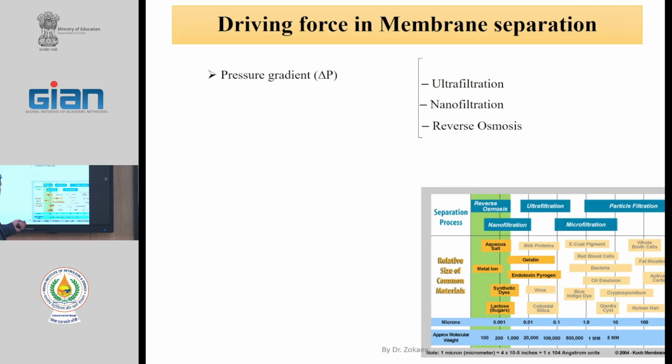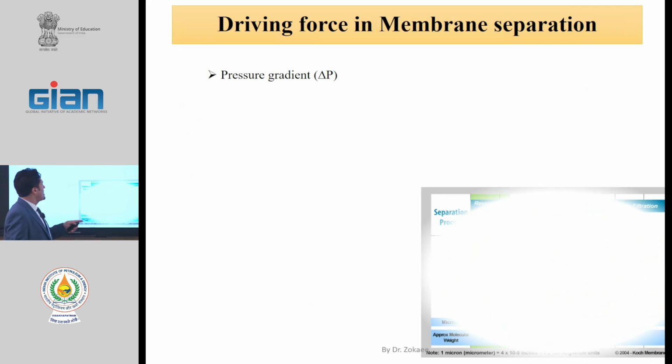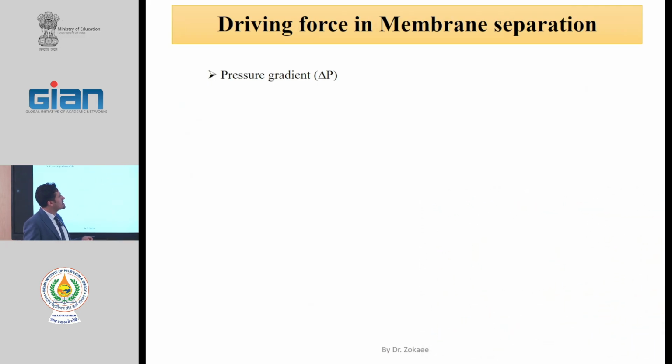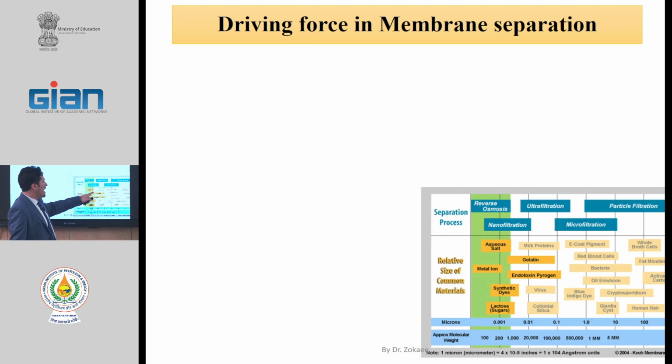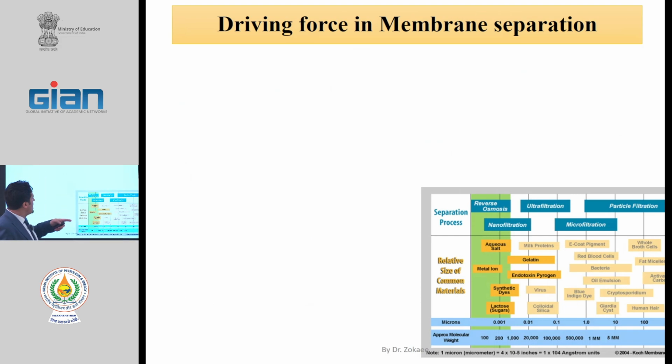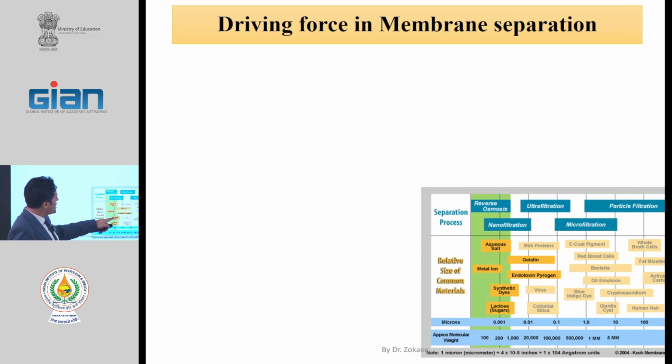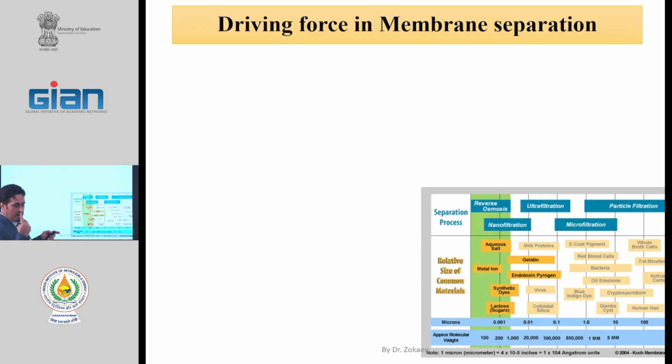In UF we can separate virus, gelatin, and generally macromolecules. In nanofiltration, we can separate synthetic dyes, with molecular weight around 1,000 gram per mole. Heavy metals can be separated too.